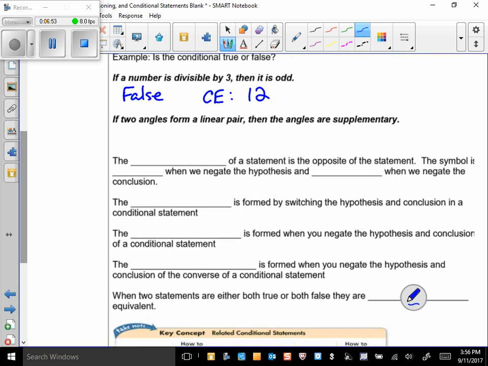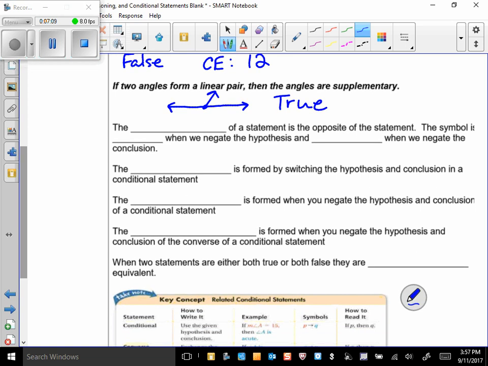Okay? Why don't you pause here and see if you can figure out whether the next one is true or false? All right, we know that's true, right? It doesn't matter what the linear pair looks like. We know that if two angles form a linear pair, those two angles will always be supplements of each other.